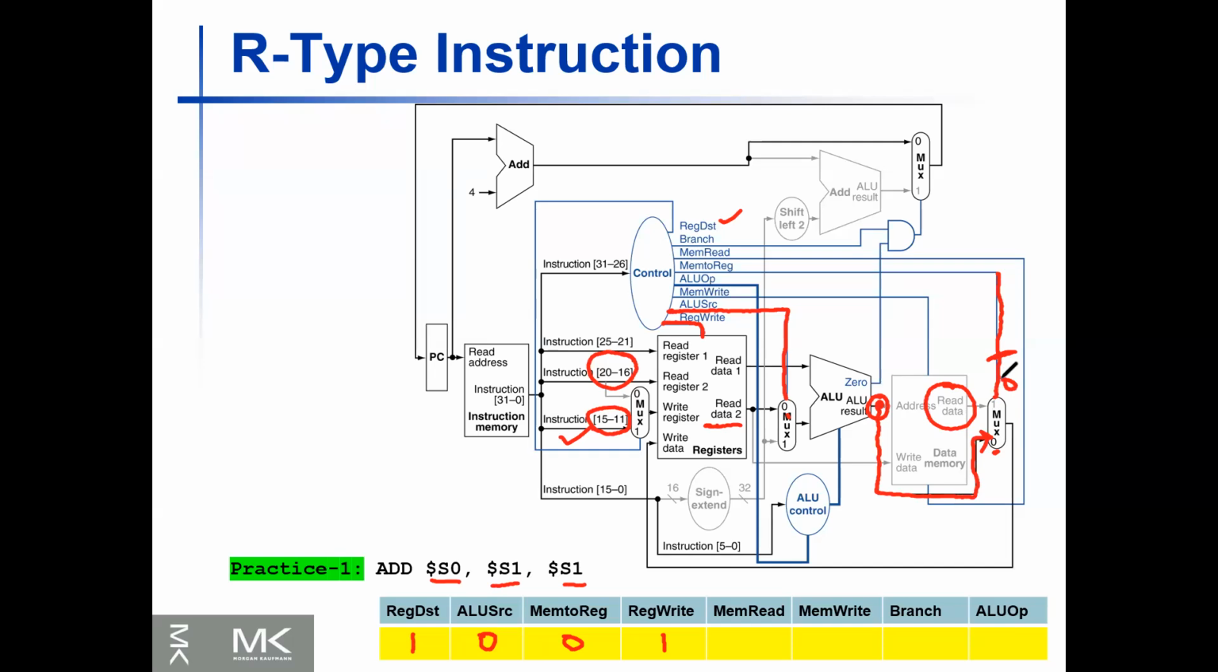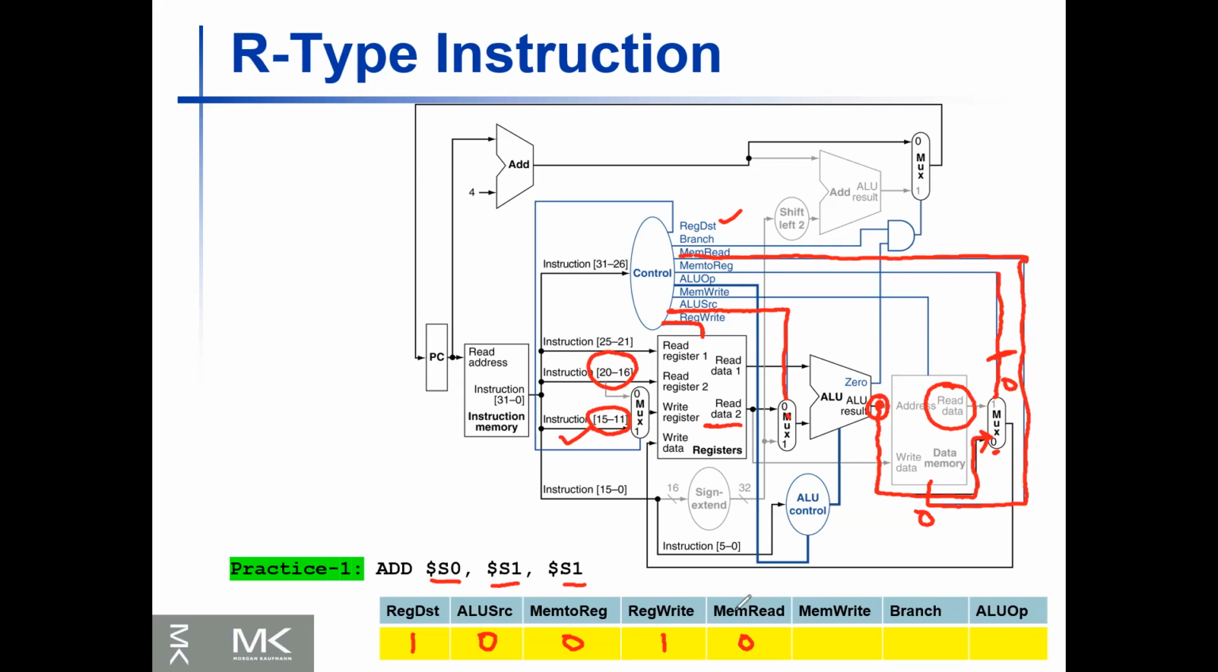Now, what else were we discussing? Memory read. Now tell me, where is the memory read signal? This is memory read. So this one is 0, because we are not reading memory. Exactly, right. We are not reading the memory, so it should be 0.